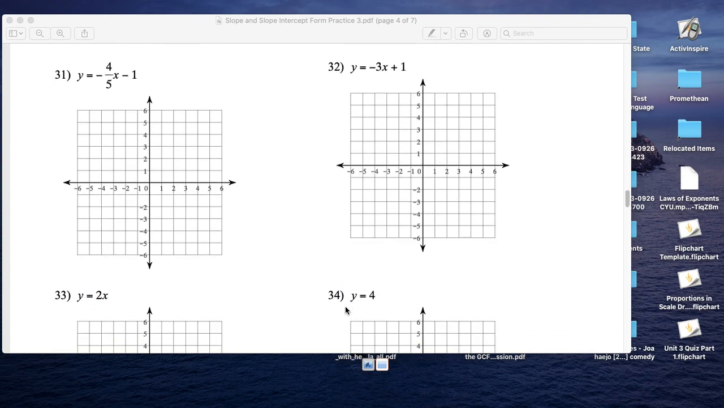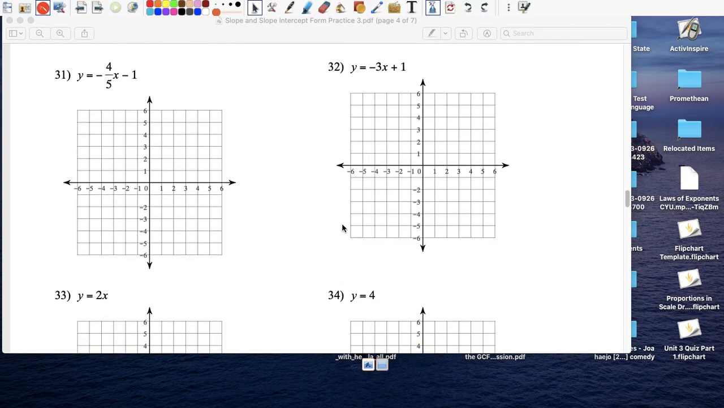31. Again, another negative slope, and my y-intercept is negative 1, which is right here. Let me pull that slope to the side here, negative 4/5, right? This is my slope. Up and down, you gotta go 4. Left and right, you gotta go 5. So let's go up. 1, 2, 3, 4, and then we're gonna go left. 1, 2, 3, 4, 5.